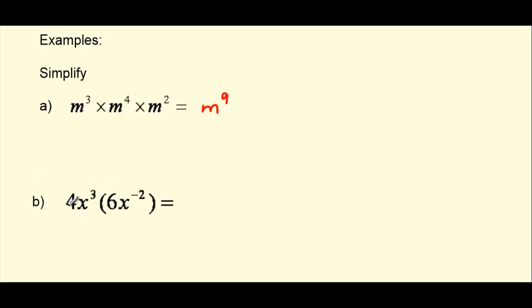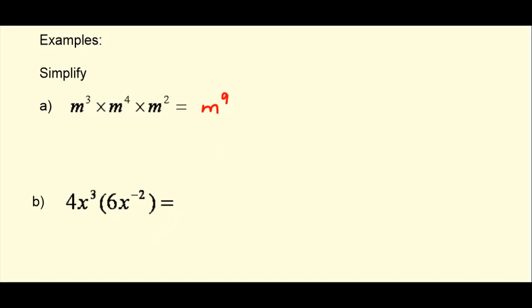Now we have a monomial, 4x cubed, that's being multiplied to another monomial, 6 times x to the exponent negative 2. That's something new we haven't seen before, a negative exponent. We'll get to those later. But let's just follow the exponent rules.